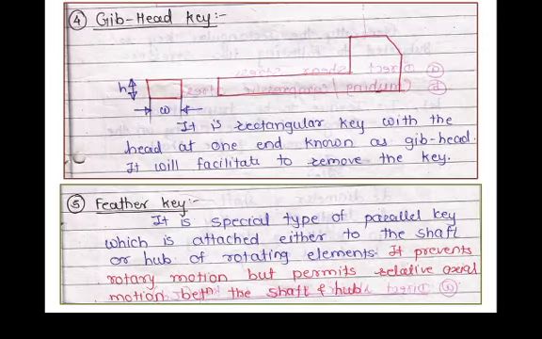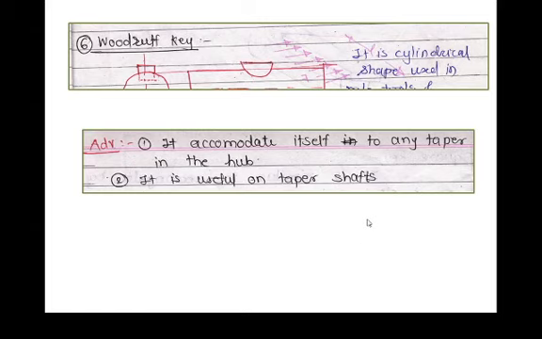Then the next one is the gib head key. It will have a gib head. It is an extension of the rectangular key only. The gib head is provided for easy removal of the key by a hammering operation. Width is equal to D by 4 and H is equal to D by 6. Next one is the feather key. It is a special type of parallel key which is attached either to the shaft or hub of a rotating element. It prevents rotary motion but permits relative axial motion between the shaft and hub.